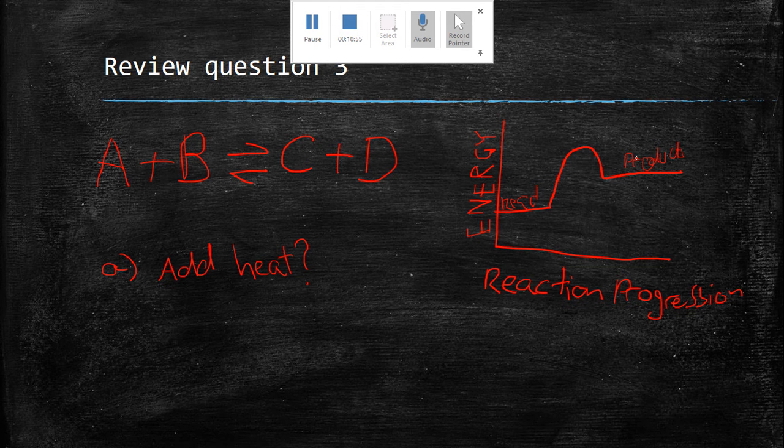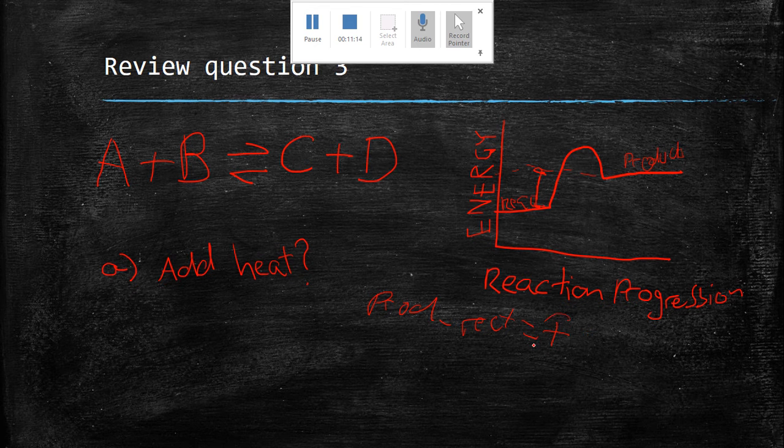Now, the products, as you can see, are at a higher energy level. And so delta H is actually the value between the lines. And delta H here would be positive because it's products minus reactants. With the product being a larger number and reactants being smaller, it's going to equal a positive value.